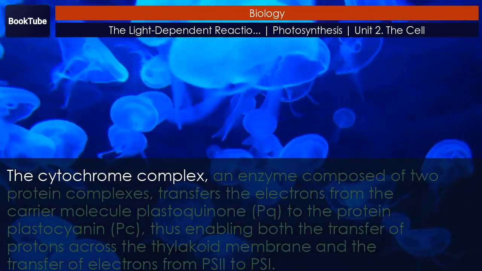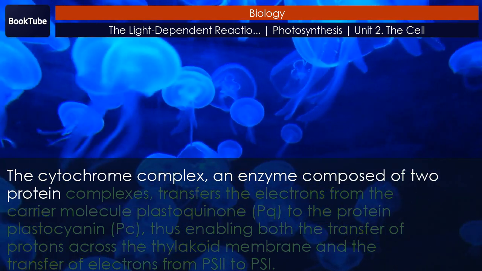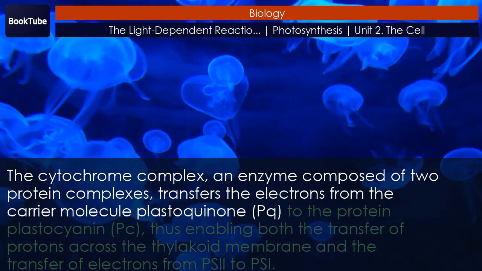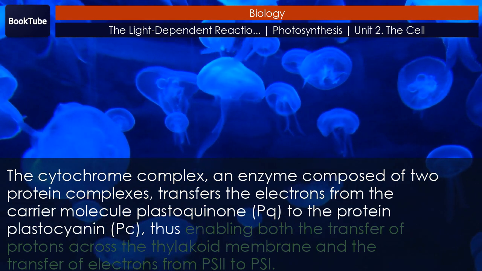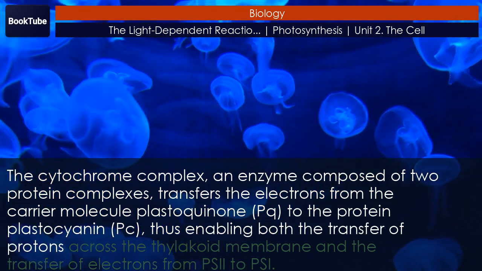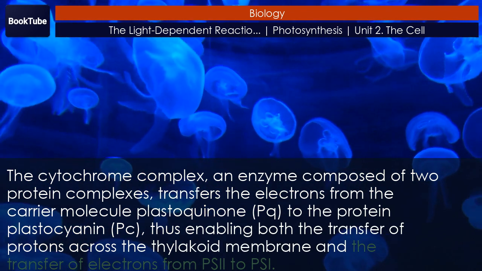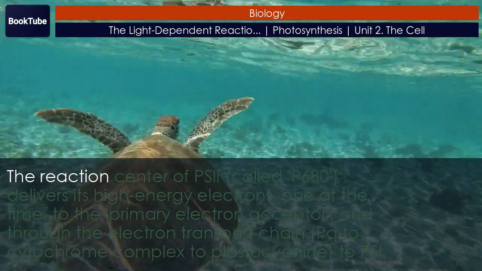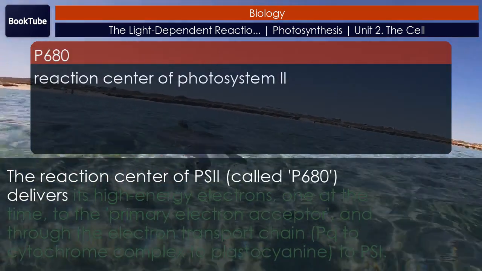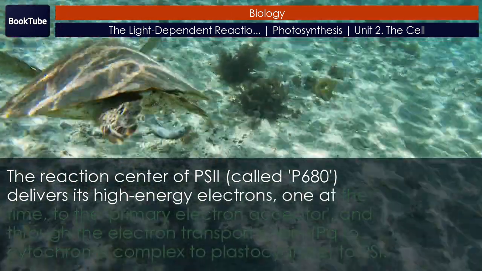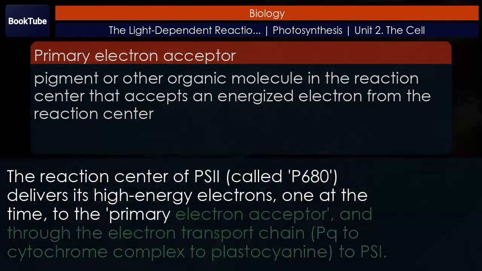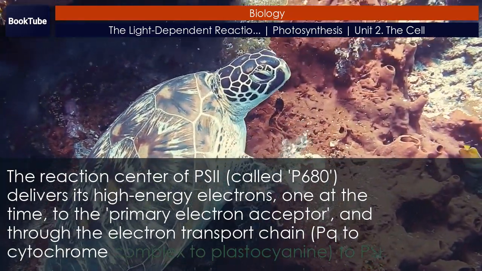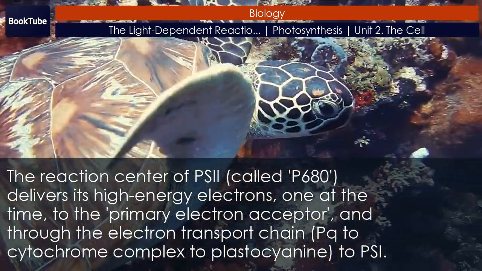The cytochrome complex, an enzyme composed of two protein complexes, transfers the electrons from the carrier molecule plastoquinone, PQ, to the protein plastocyanin, PC, thus enabling both the transfer of protons across the thylakoid membrane and the transfer of electrons from PSII to PSI. The reaction center of PSII, called P680, delivers its high-energy electrons, one at a time, to the primary electron acceptor, and through the electron transport chain, PQ to cytochrome complex to plastocyanin, to PSI.